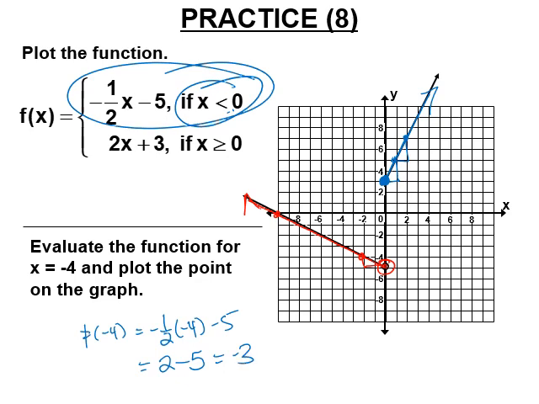So let's see if we can plot that point on the graph. Let me clean things up here a bit. There's the graph. And so when x is -4, y is -3. There it is. (-4, -3) is one of the points in this piecewise function.